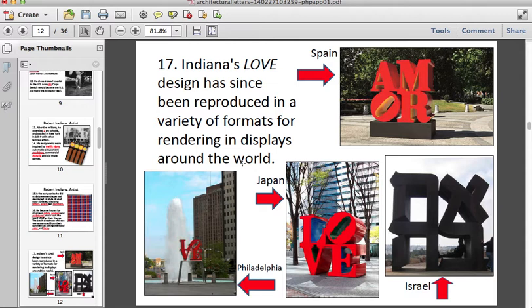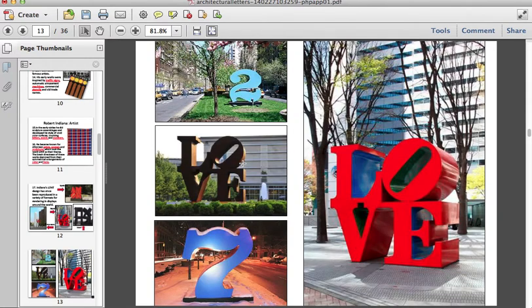These are other versions of the Love statue. One's in Japan, the other one is in Spain, and there's another that's in Israel. And here are some other sculptures by Robert Indiana.